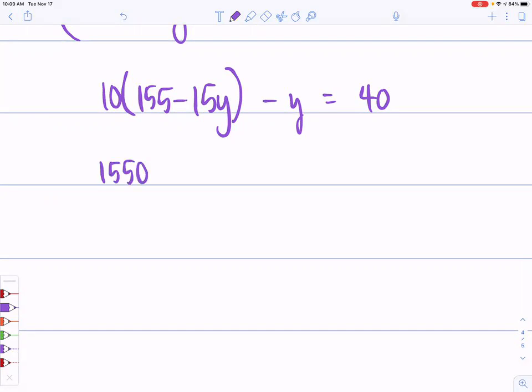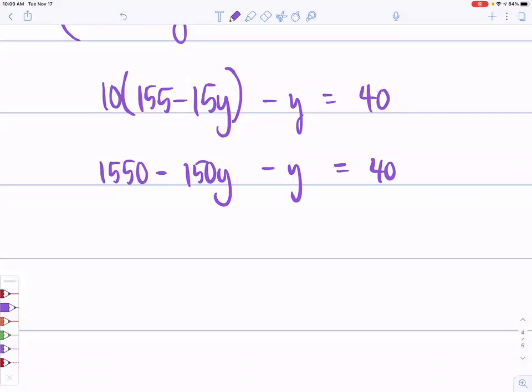Yeah, it's 155 with a 0 on the end, right? So minus the next piece, 150y minus y equals 40. What will your two y's become? Negative 151. I'm going to go ahead and move that to the right.